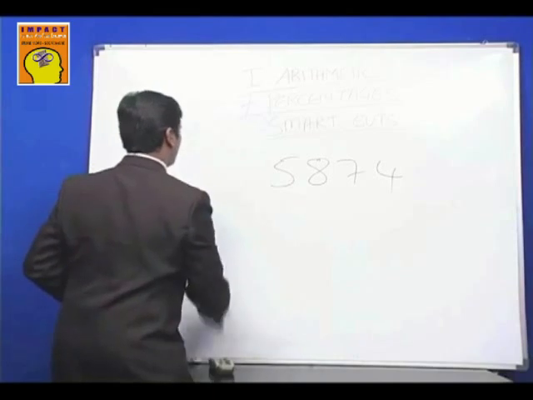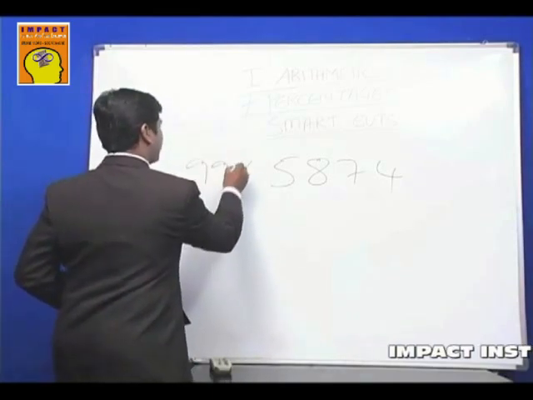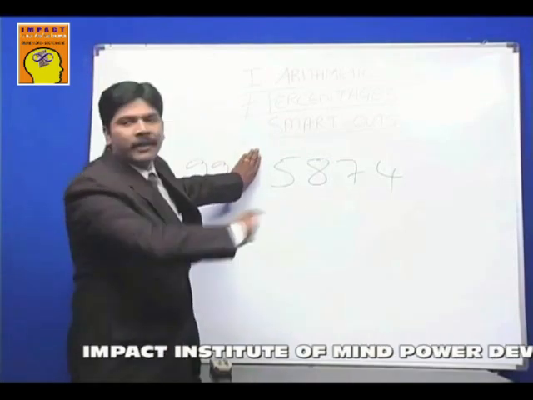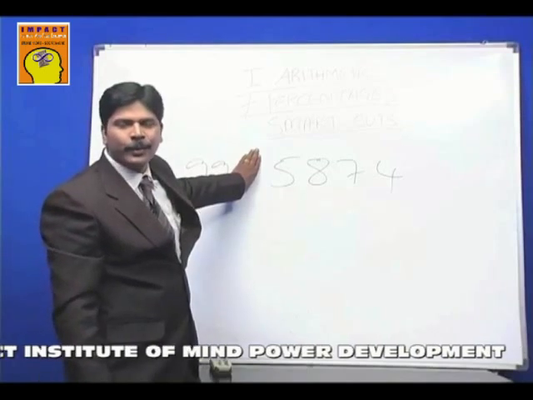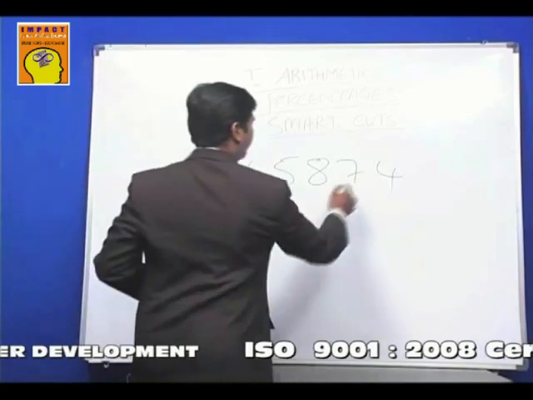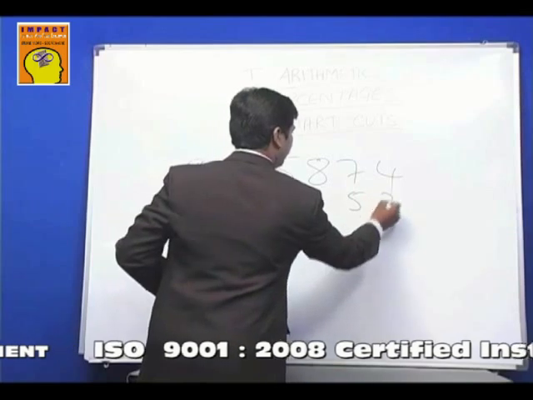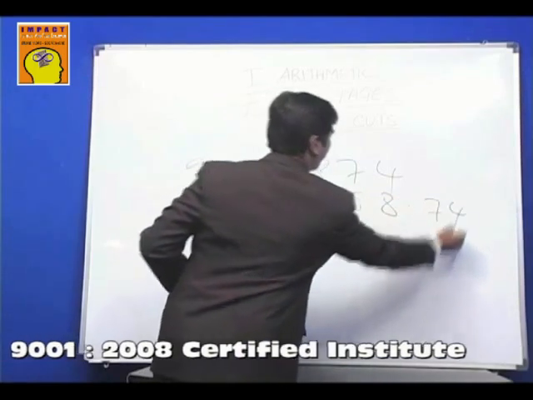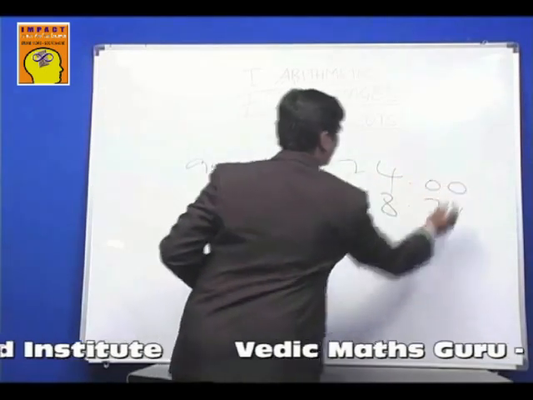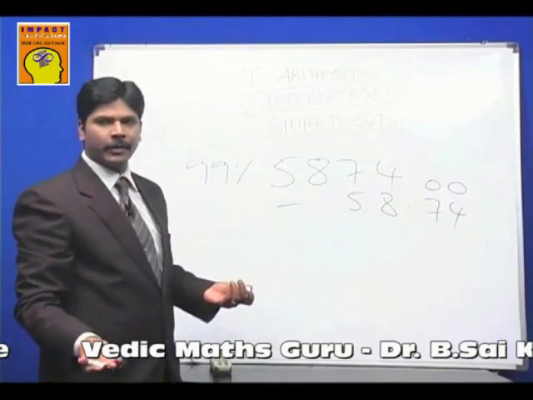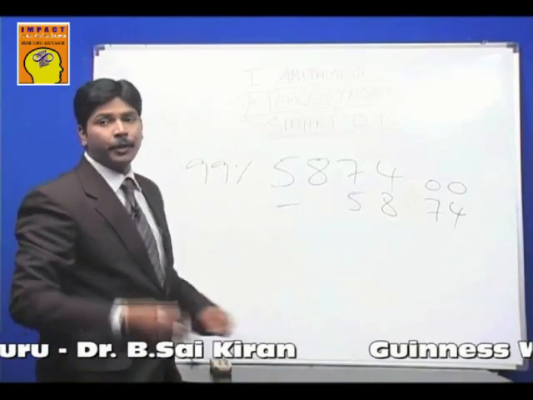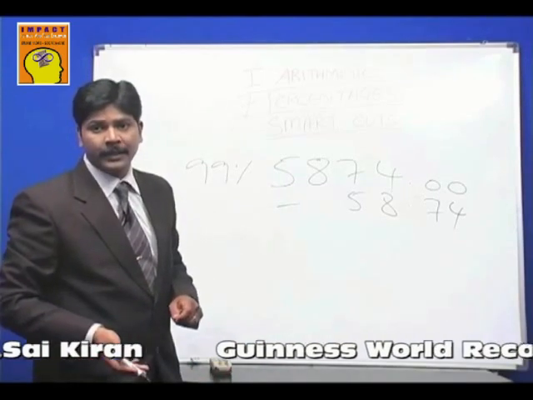Okay. Now we can access many other percentages also, like this. You want to access 99% of this number. Okay. Now 5874 is 100%. Got it? So minus 1% you get 99%, right? So 5874 minus 58.74 will give you 99%. So what you must do is put a decimal point and add 2 more zeros. Okay, now you can subtract. Okay, 100% minus 1% will give you 99%. You already know the technique how to subtract using the complements.